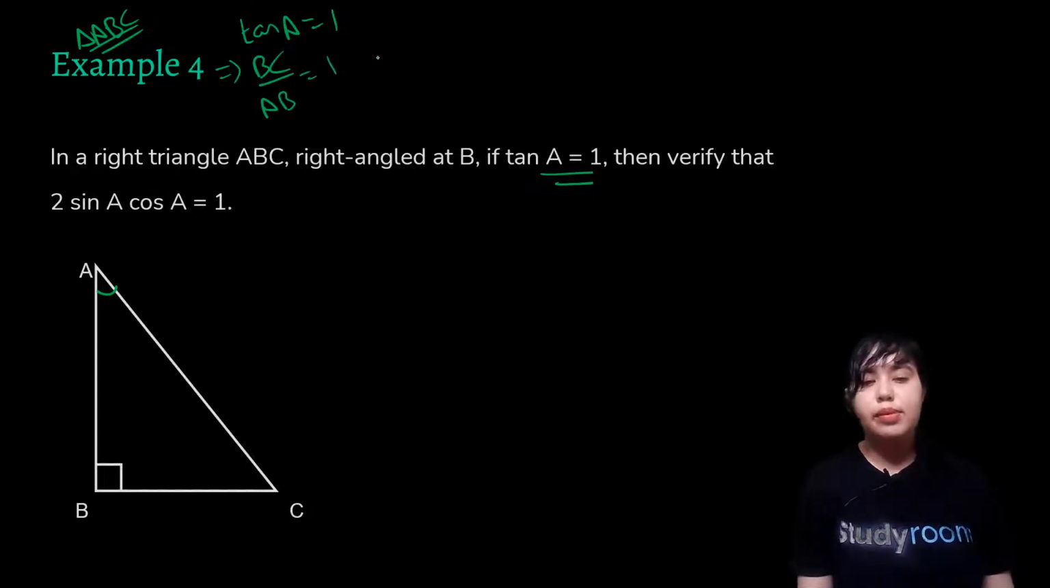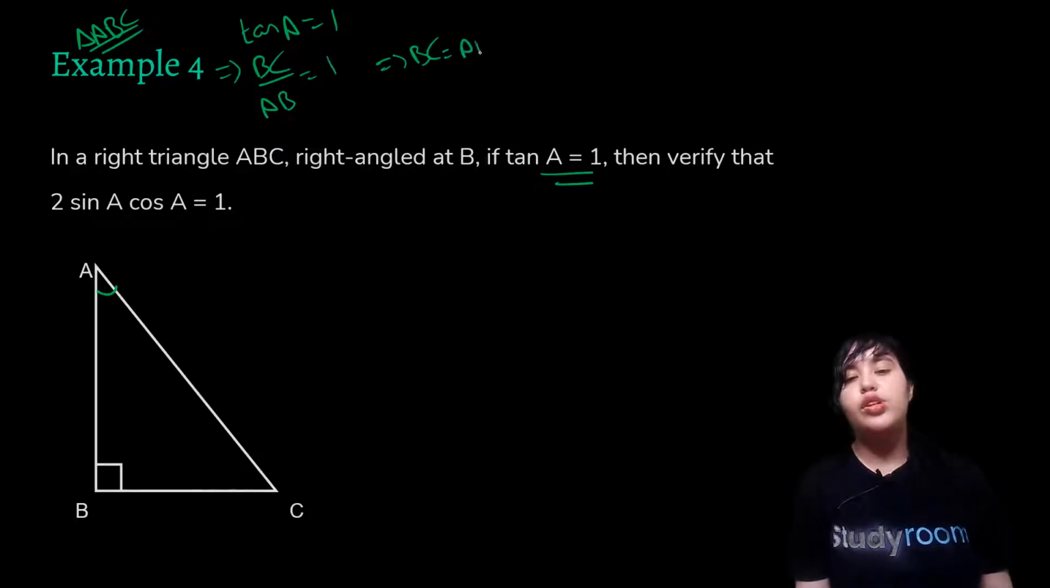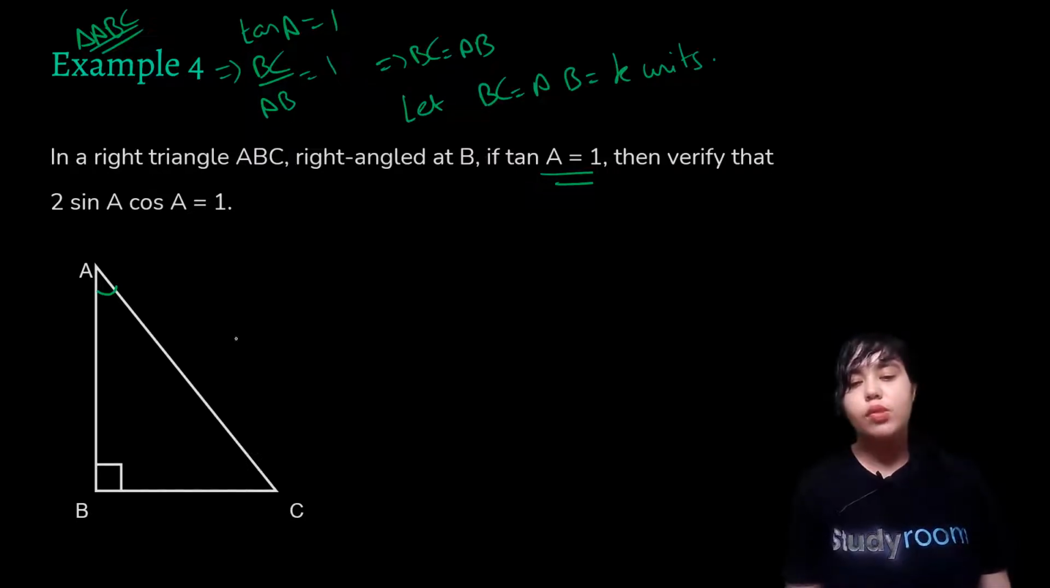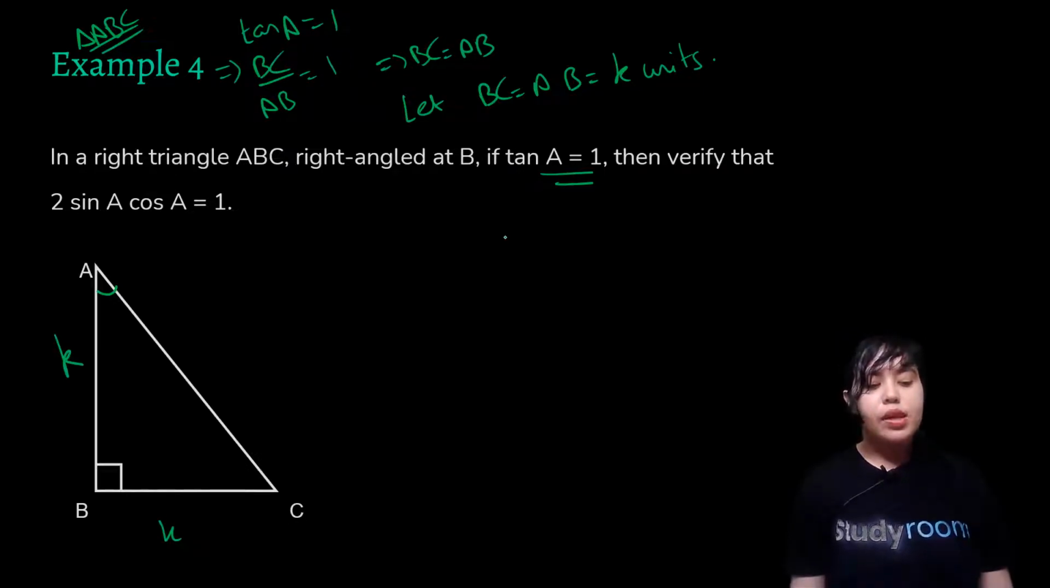So BC upon AB is equal to 1. Now this means that BC and AB are equal. We don't know the exact value, so let's say BC is equal to AB is equal to K units. Okay, this is also K and this is also K. Then you know the step.